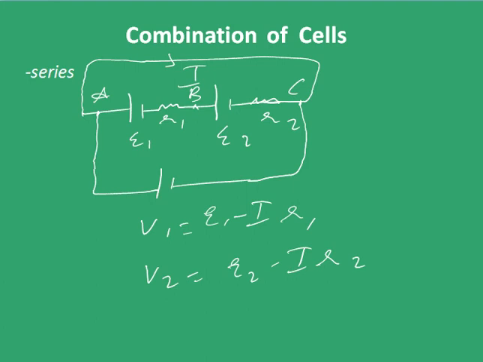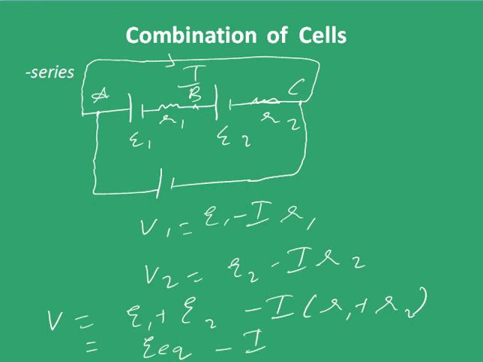So my net potential difference between A and C will be V1 plus V2, right? And that will be E1 plus E2 minus I(R1 plus R2), and the net potential difference should be equal to the equivalent EMF minus I times the equivalent internal resistance of this cell I'm talking about. So from these two equations, what can you infer? You can just say that the equivalent EMF is nothing but E1 plus E2, and the equivalent internal resistance is nothing but the algebraic sum. This is obvious because the cells are in series, the resistances are also in series.